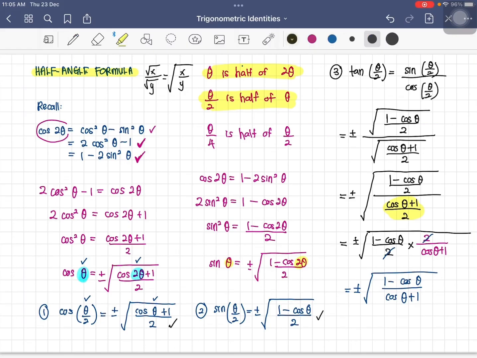So we have obtained 3 formulas here, the first one, the second one, and the third one. So this is basically the half angle formula, but it is actually rarely used in proving, but at least you get the idea on how to get this half angle formula.